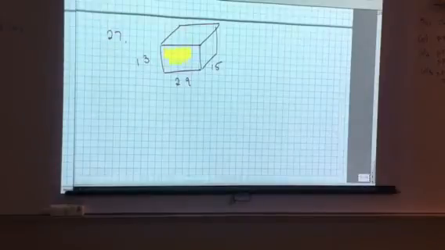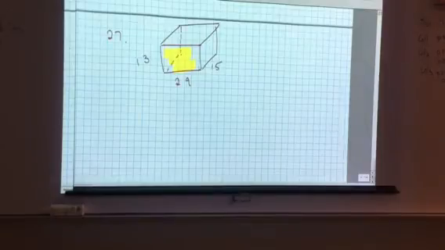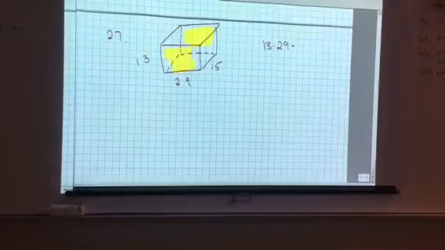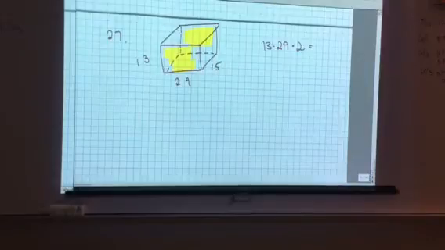First we'll find out what this front and back rectangle are, because those are the same lengths. So that's that side in the front and that side in the back. Those are both 13 by 29 rectangles, and there's 2 of them. Okay? So 13 times 29 times 2 equals 754.